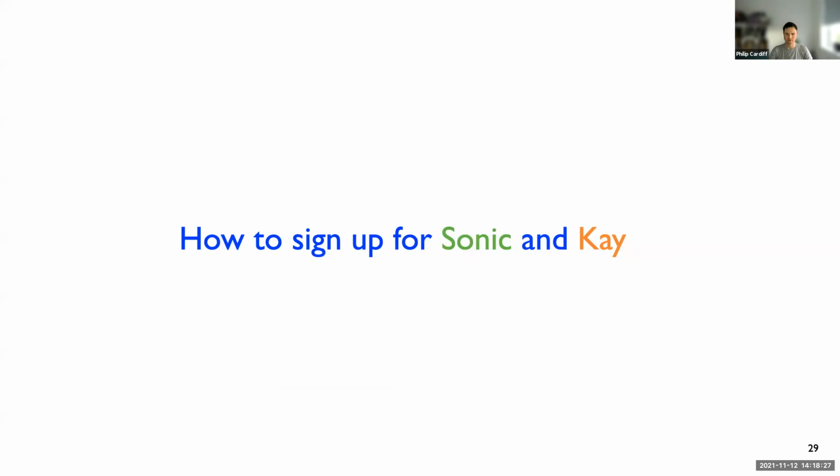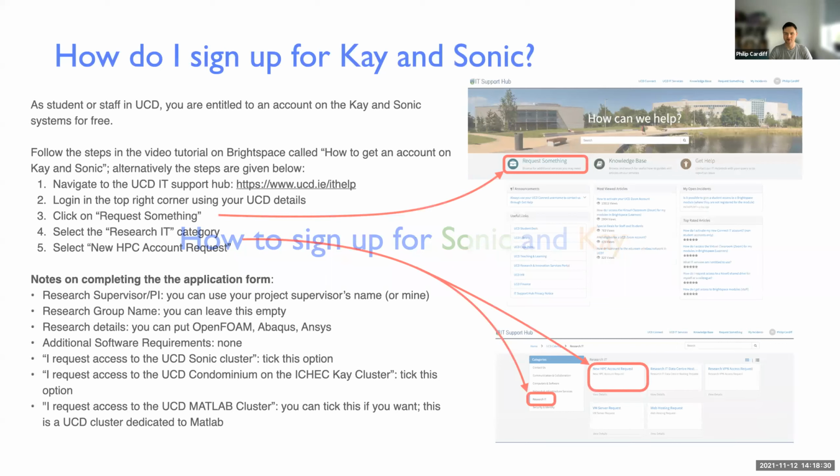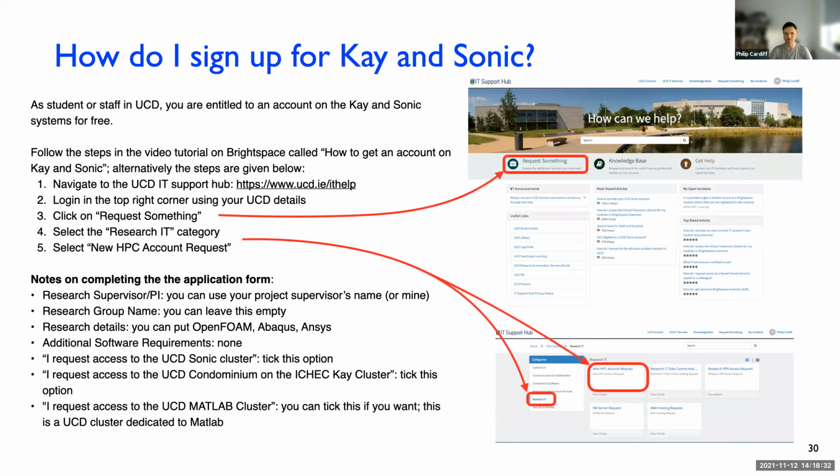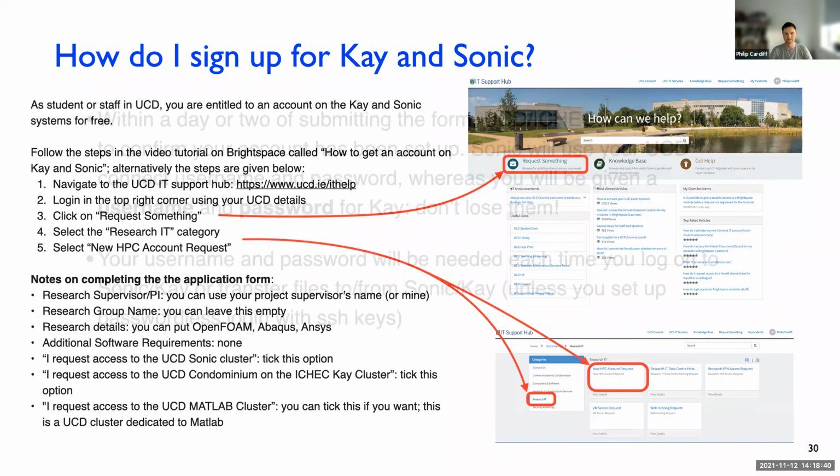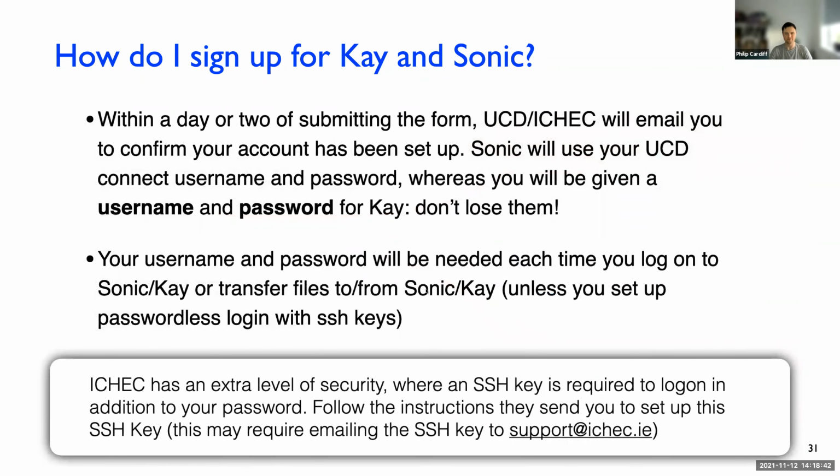Okay, so how to sign up for Sonic and K. I said I put a video on Brightspace, but here are short instructions. Basically, you can apply through IT services, and there are different clusters you can get access to. There's a few extra things as well. Sonic is the UCD cluster, which you can run ANSYS and OpenFOAM on, but not Abaqus, because they don't have Abaqus installed. Once you get your password and you're ready to go, you can log into the system. But for K, there's an extra step.